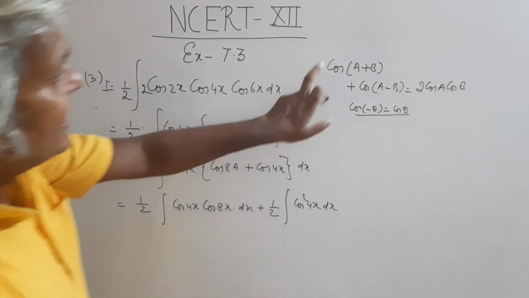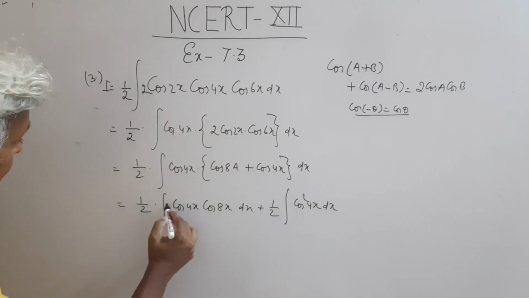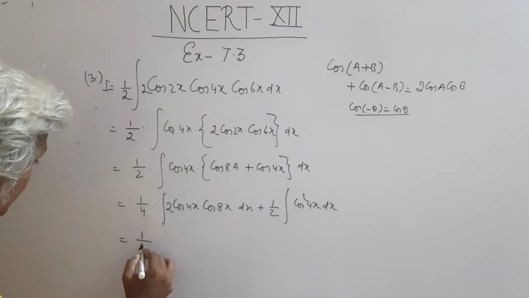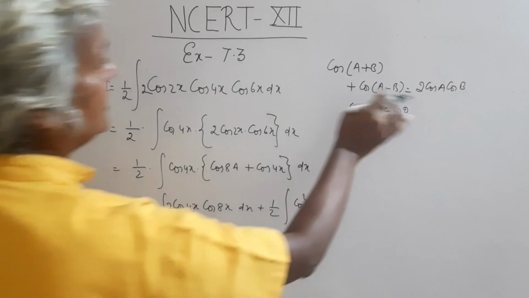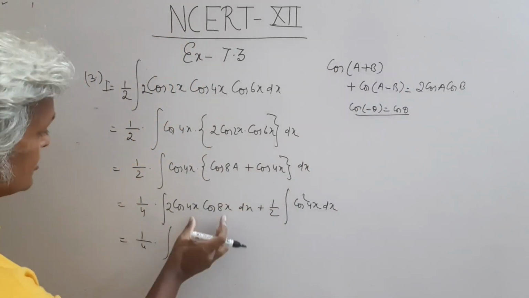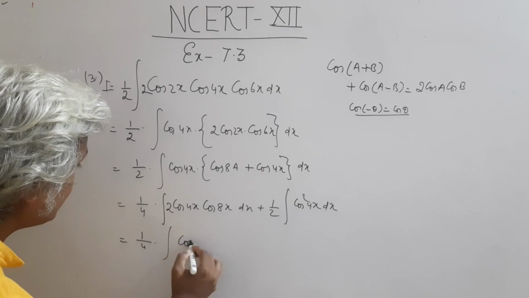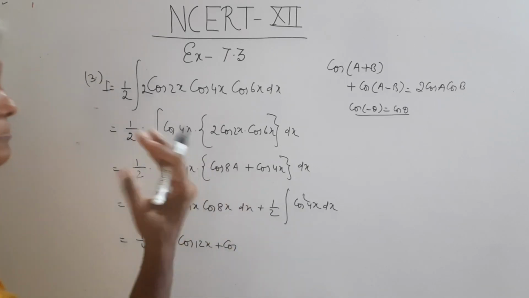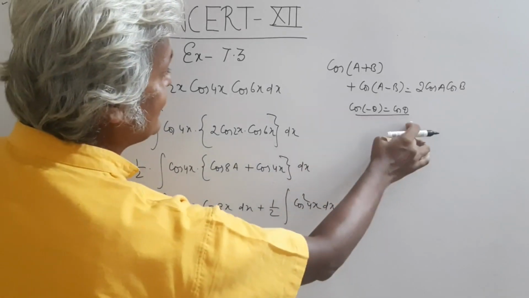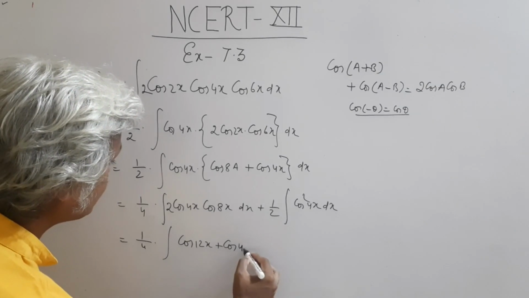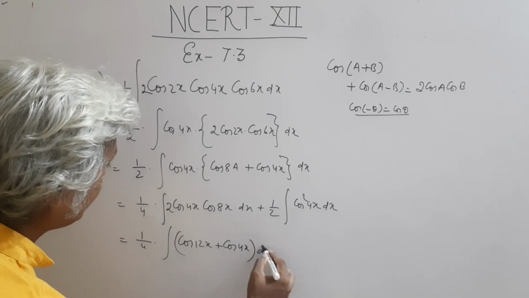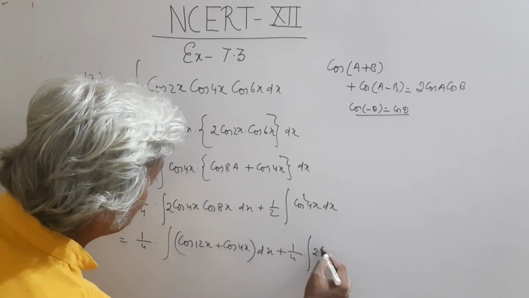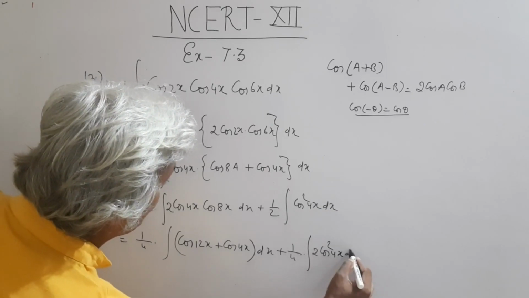Now in place of this, again I can use the same formula, so I have to have 2 here, and then this will become 1 by 4. This is 2 cos, this and this, cos of the sum of the angles. So 4x plus 8x is cos 12x. So cos 12x plus cos of 4x minus 8x is minus 4x, but the cos of minus theta is cos theta, so you can just write cos 4x dx, plus this also I write as 1 by 4, and there I write 2 cos square 4x dx.